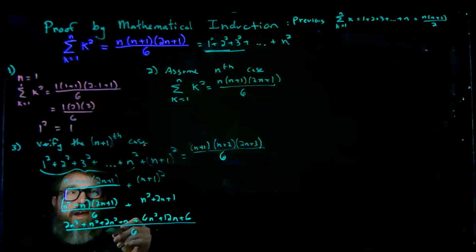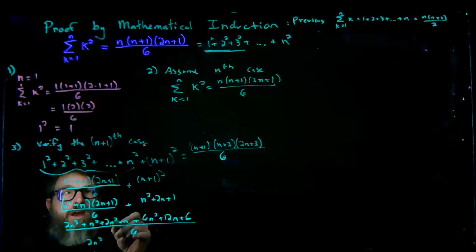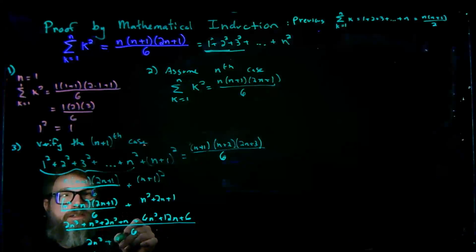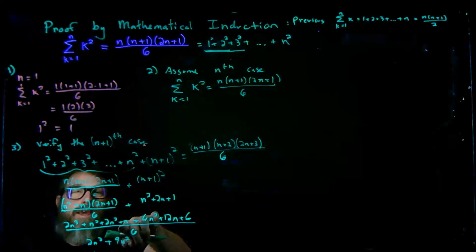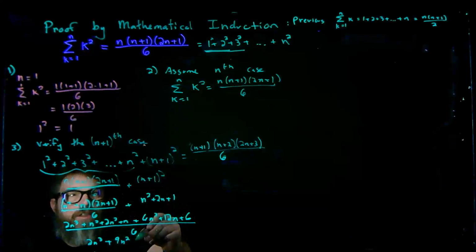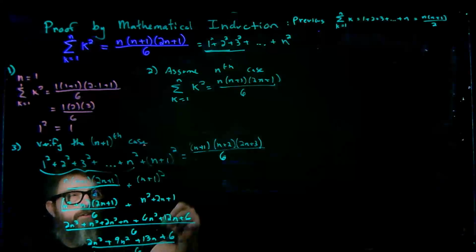And then finally, combining like terms, I'm going to have a 2n cubed. n squared plus 2n squared plus 6n squared is going to be plus 9n squared. This n plus 12n is going to be equal to 13n. And then finally plus 6 all over 6. And then I have to show this side as well.